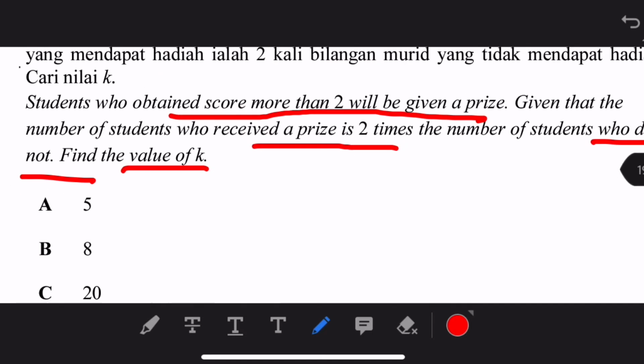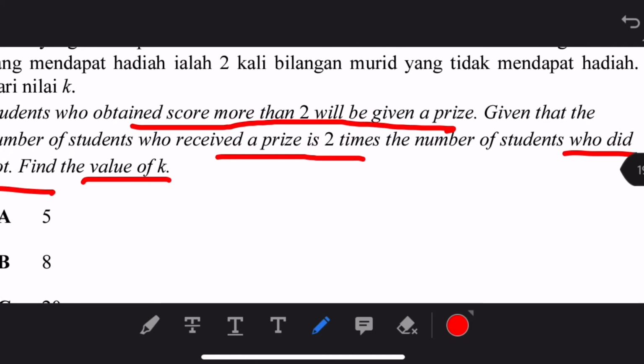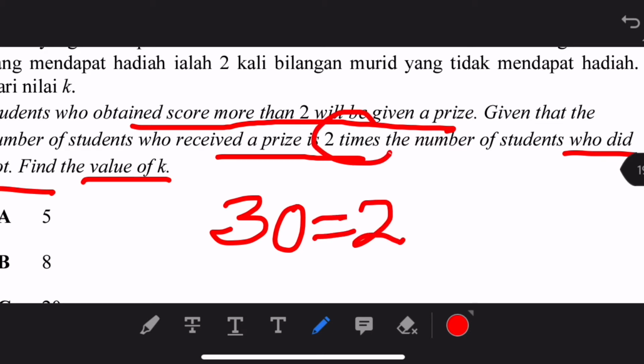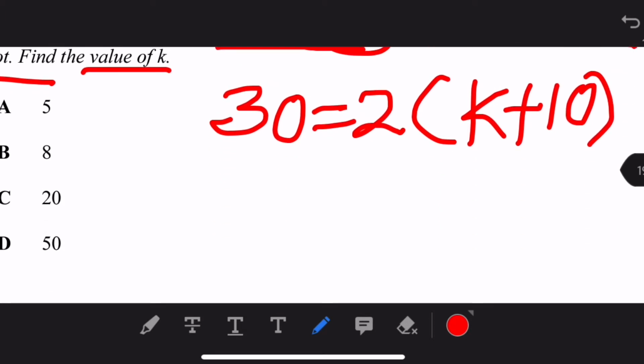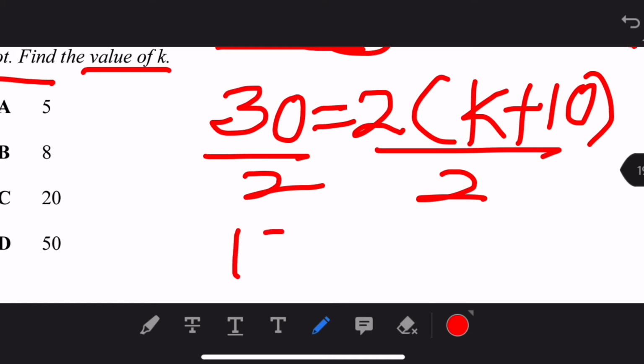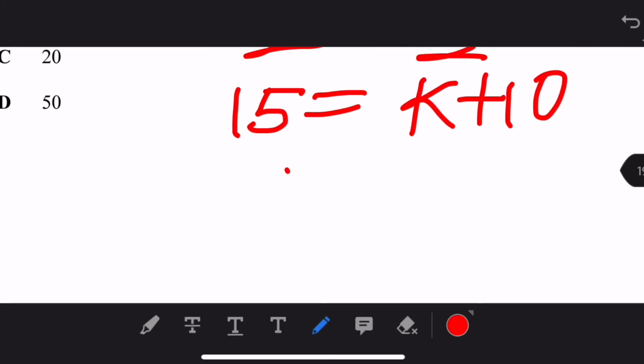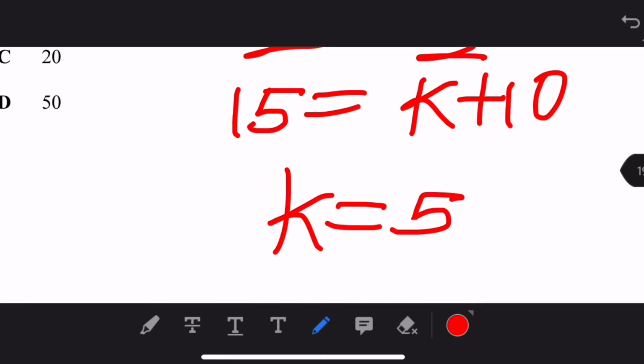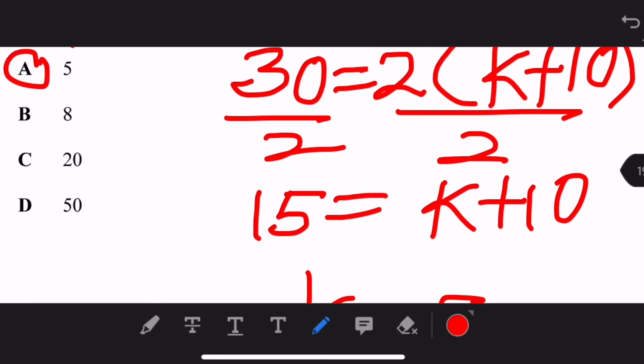Alright, so let's form the relationship. Student who received the prize is 30, is equal to 2 times the student who did not receive, which will be k plus 10. Right, so how to solve this? Okay, we divide by 2 both sides. 15 equal to k plus 10, so that means the k is equal to 5. Right, that is the answer.